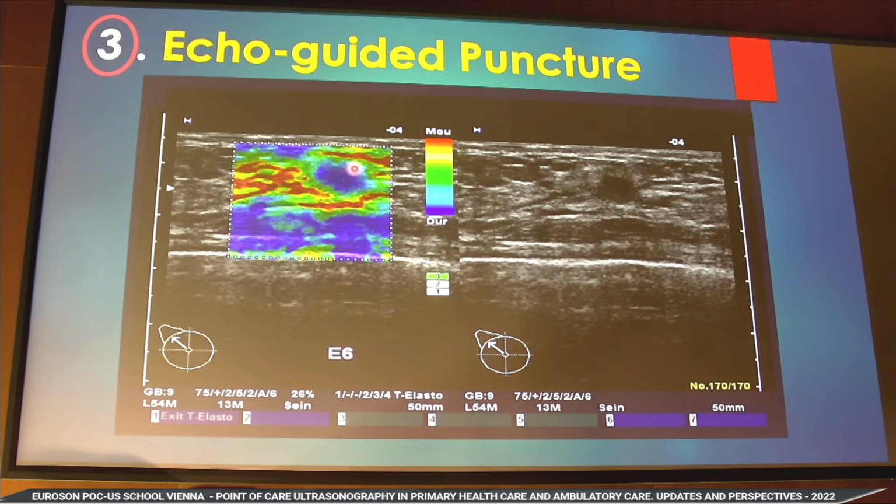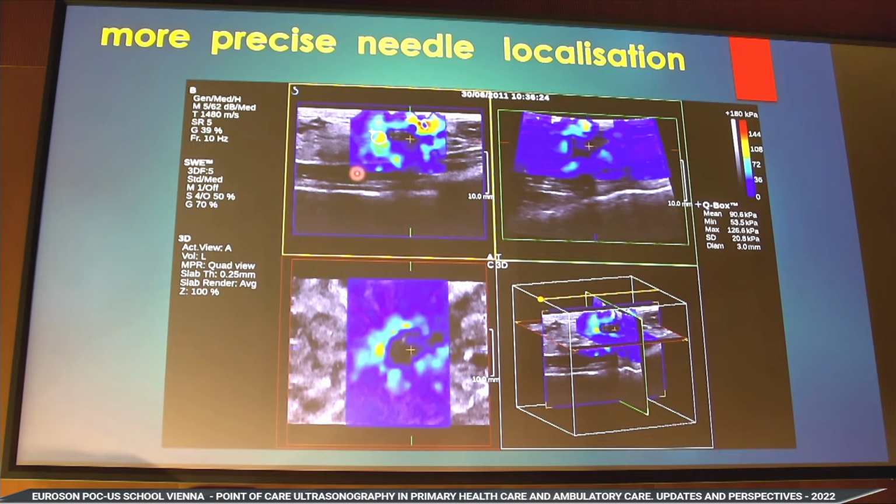It's a shear analysis, and the same patient with the shear technique, 3D technique, and you have here, you know that here you have the maximum active metastatic cancer activity, and you have to put the needle here and not there. So it's a great help to guide the needle for the puncture.